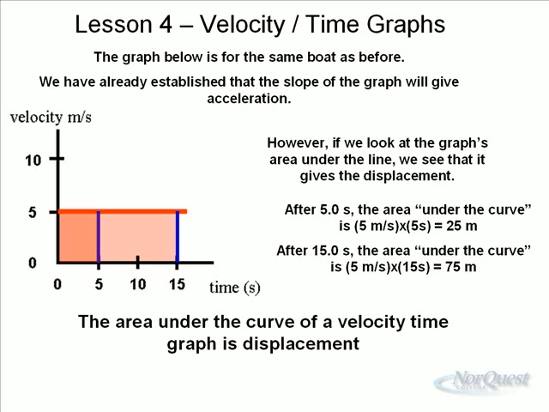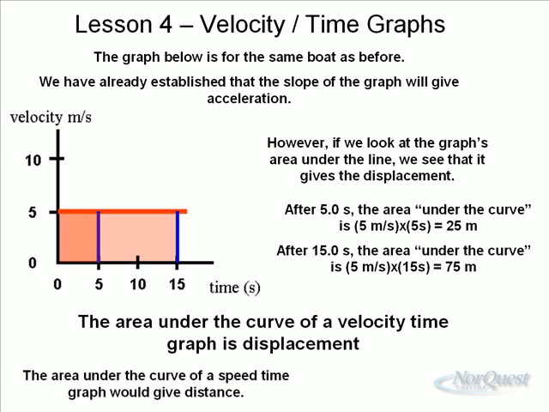Now, you can actually have a negative displacement, and we may look at some of those in examples a little bit later on. If you had a speed time graph, then instead of getting the velocity, you would get the speed. Or sorry, instead of getting the displacement, you would get the distance. Just like it says there.